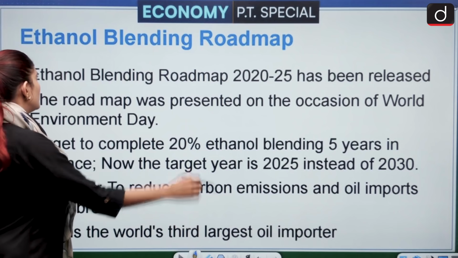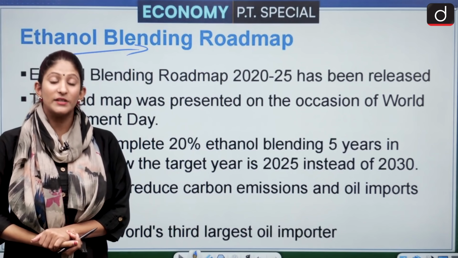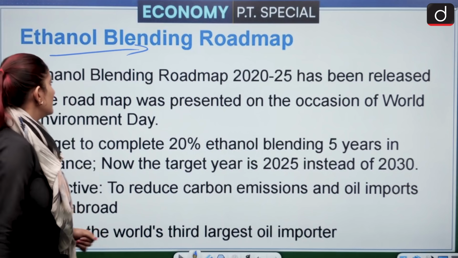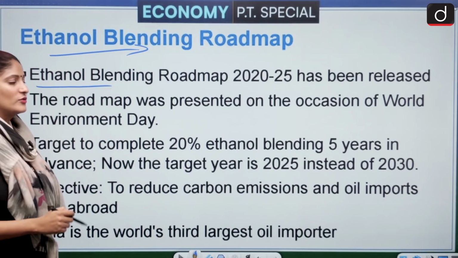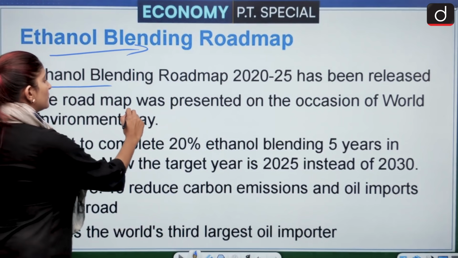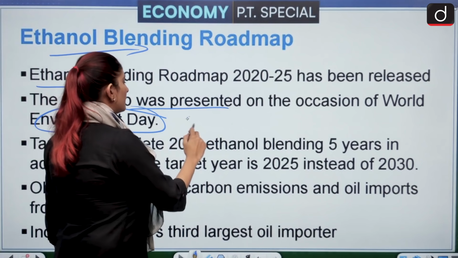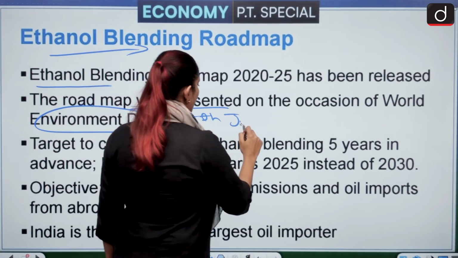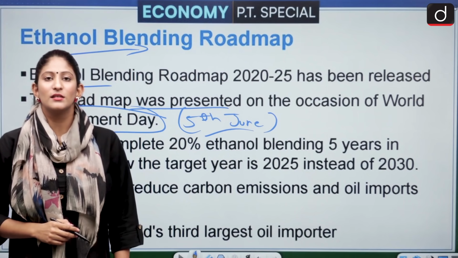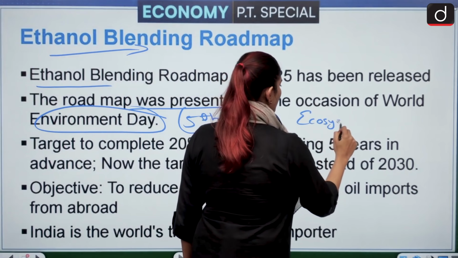Okay, so let's move on to the ethanol blending roadmap. Ethanol is a biofuel which can be attained from the fermentation of sugar, and the ethanol blending roadmap 2020 to 2025 has been released. The roadmap was presented on the occasion of World Environment Day, which is celebrated on 5th of June every year. Now, the theme for this year is ecosystem restoration, right?